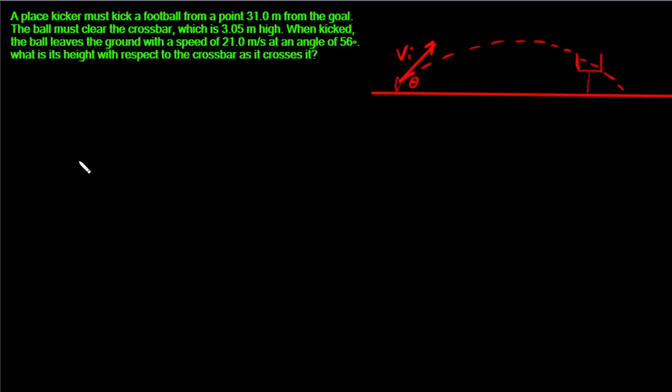Hi and welcome. Today we're going to be looking at a projectile motion question where we have a football player who is kicking a football from a point 31 meters away from the goal and hopefully is going to kick the ball through the uprights and win the game for his team. So we are going to work some physics and see what happens.